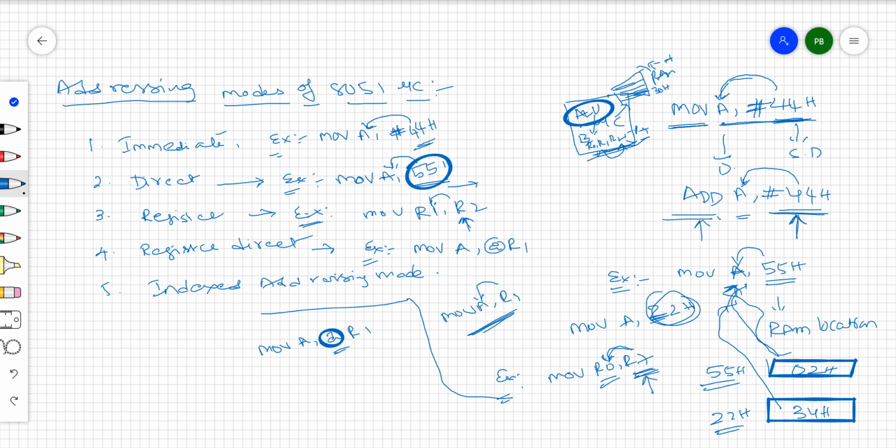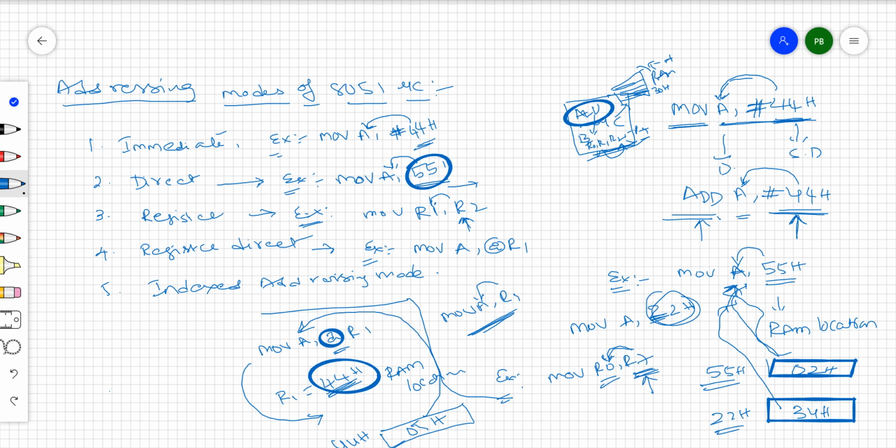But if there is @, then suppose R1 contains 44H, right? While executing this particular instruction, this is going to happen. For example, before execution of this instruction, R1 has 44H and A has some data. Then after execution of this instruction, what will happen? This is indirect. Whatever the R1 data is, that is going to become the RAM location. So in this RAM location, 44H, whatever the data is there, for example 05H, this 05H will move to the accumulator, right?